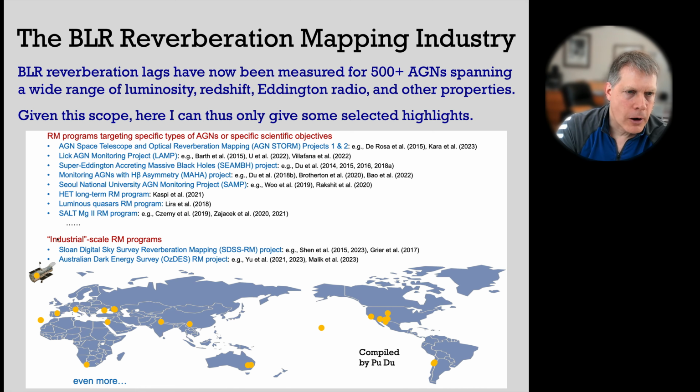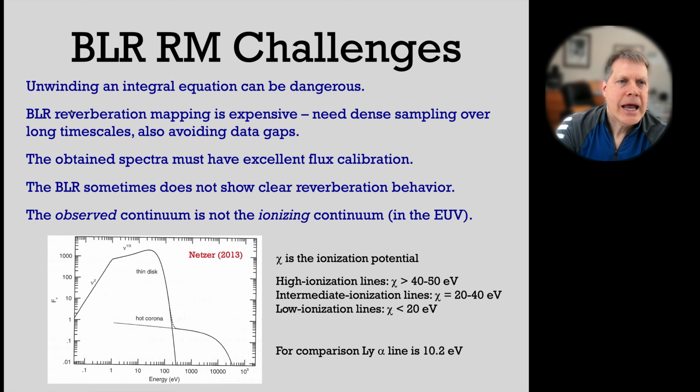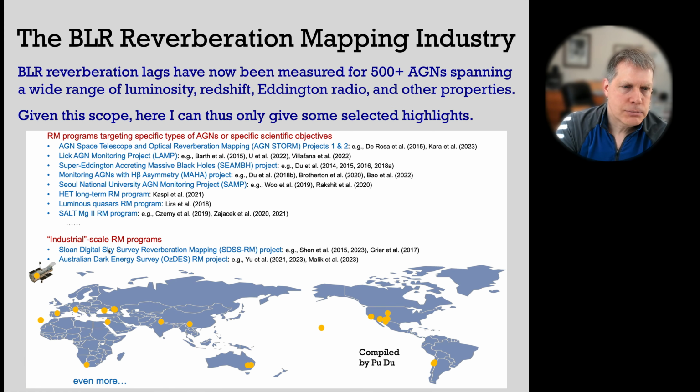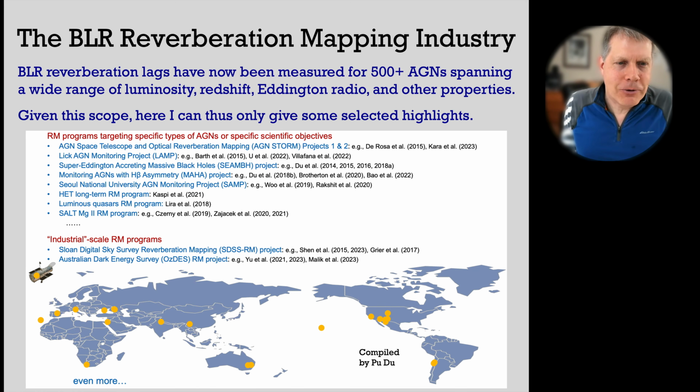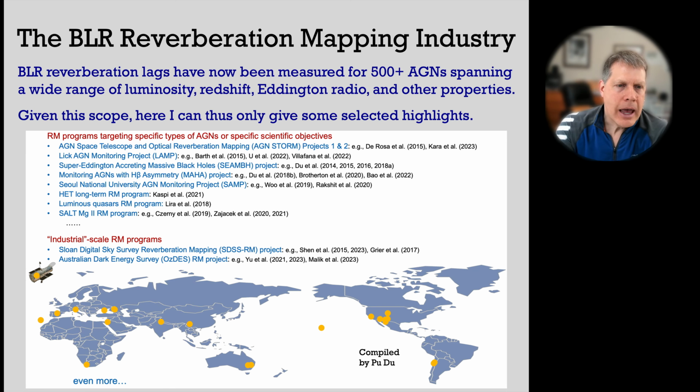And then there also are so-called industrial scale reverberation mapping programs that are trying to mitigate the very large expense of reverberation mapping. Here, the idea is you use a spectrograph that has many fibers, go to a wide field of sky, and use a spectrograph that can access that wide field effectively. You put many fibers on the sky, and you try to reverberation map hundreds of objects all at once. That has been done now with some success by the Sloan Digital Sky Survey Reverberation Mapping Project and by the Australian Dark Energy Survey Reverberation Mapping Project. There are some very interesting results coming from those.